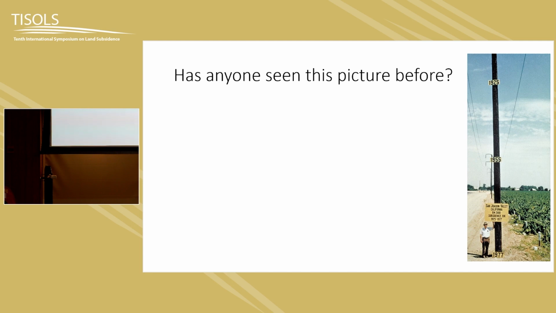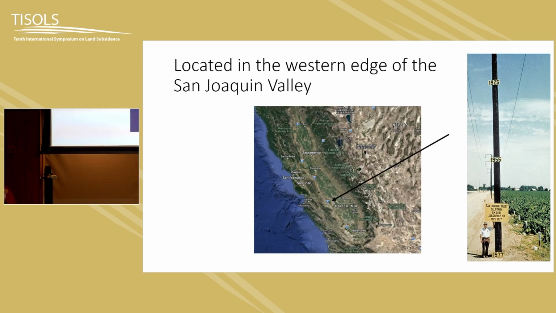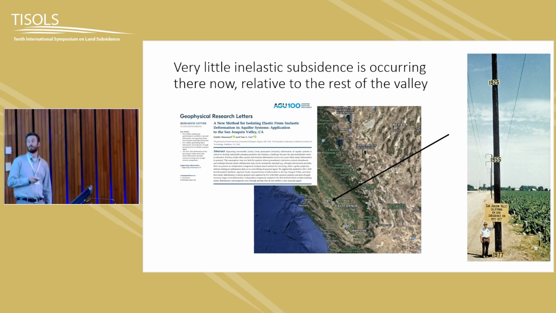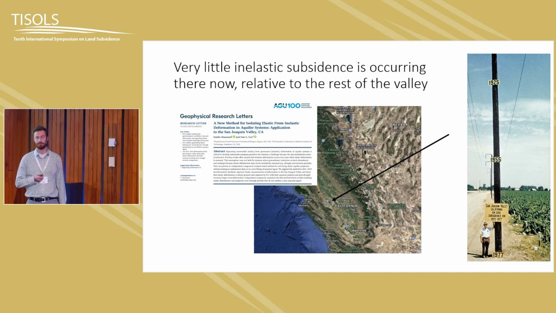So has anyone seen this photo? So clearly a very famous photo representing land subsidence in the San Joaquin Valley, so 9 meters of subsidence. And Michelle gave a really good background on what has been happening here this morning. So I've highlighted the location here, and like Michelle was showing, in the western portion of the San Joaquin Valley, where there was a lot of historic subsidence, but not a lot of recent subsidence.